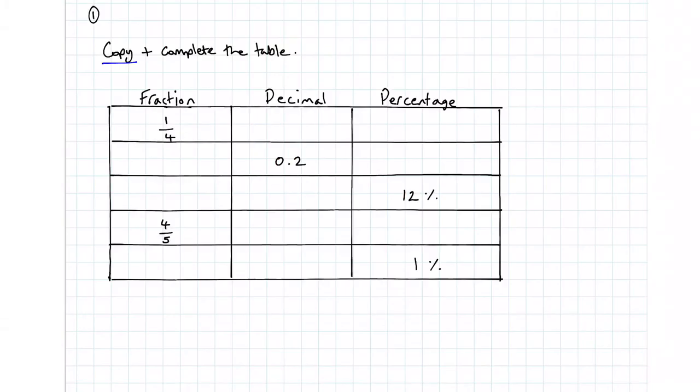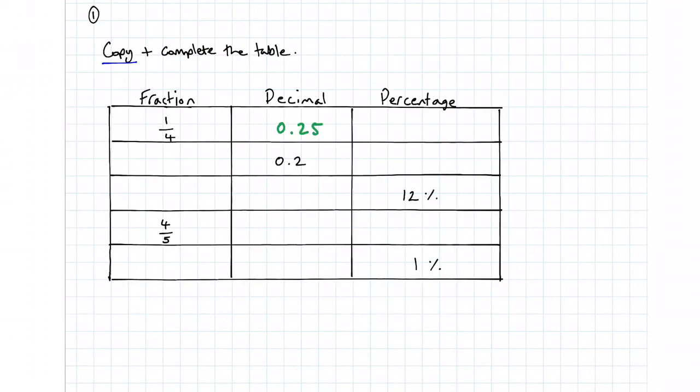Question 1. And you notice straight away it tells you to copy this table down here. Here it is. Copy this into your book and fill in the gaps, the missing ones here. So if I was to start, just to give you a hint to get going, the fraction that goes at the start is a quarter. Which decimal goes with that? You should know that that's 0.25.